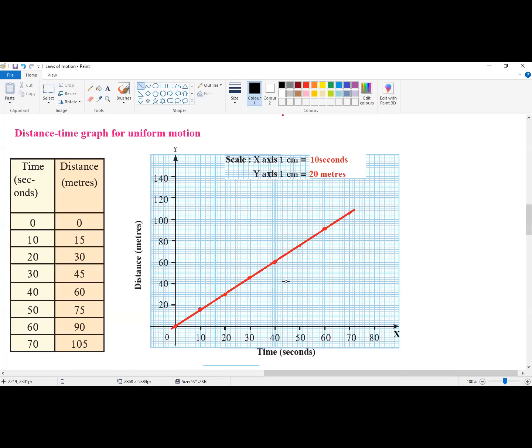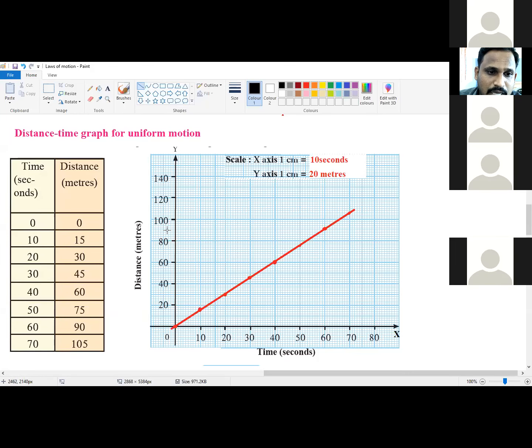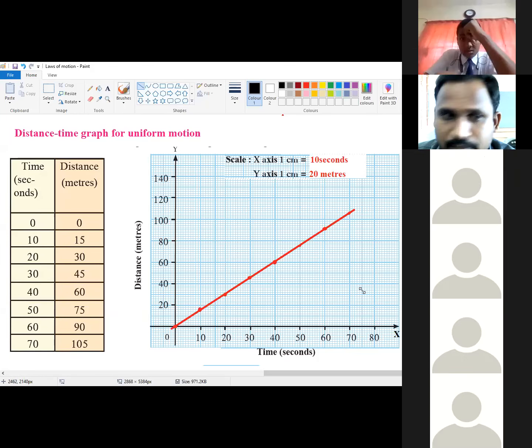Otherwise, you will be asked to calculate, or to determine, the speed with which the object moves. That speed you will be asked to find. Then how can you determine the speed with the help of this graph? Any idea how to determine speed with the help of this distance versus time graph?